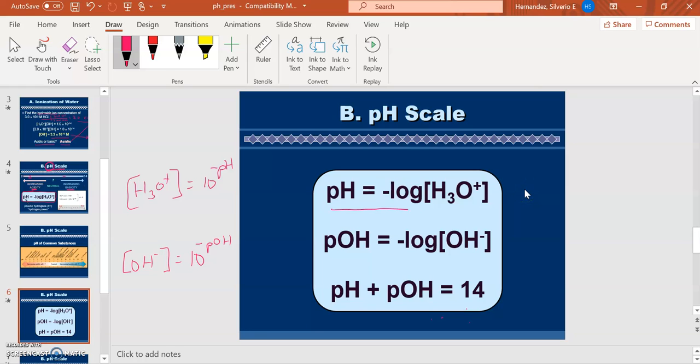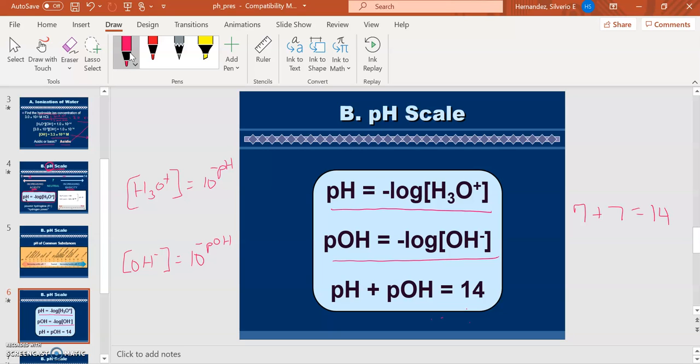This is the equation that I just showed you a simple example of how to use. We can also, if given the concentration of the hydroxide ion, find the value of the pOH, doing the same process that we did with the previous equation. And then the other equation that I have here is that the pH plus the pOH is equal to 14. Again, remember that the values were 7 and 7 whenever they're equal to one another. So 7 plus 7 gives me 14.